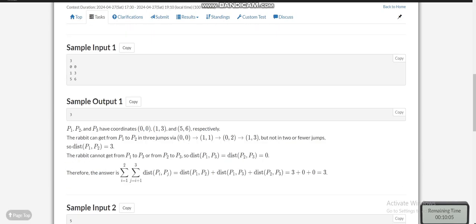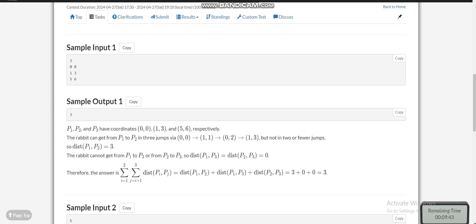First of all, let's take an example, let's say example 3. The first point is 0 0, the second point is 1 3, and the third point is 5 6. The distance from p1 to p2 is like this: you can jump from 0 comma 0 to 1 comma 1, then 0 comma 2, then to 1 comma 3. So the distance will be 3.